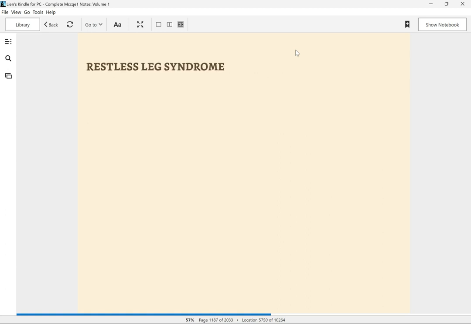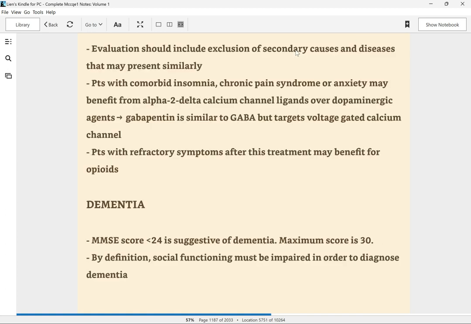Restless leg syndrome. Evaluation should include exclusion of secondary causes and diseases that may present similarly. Patients with comorbid insomnia, chronic pain syndrome or anxiety may benefit from alpha-2-delta calcium channel ligands over dopaminergic agents → gabapentin is similar to GABA but targets voltage-gated calcium channels. Patients with refractory symptoms after this treatment may benefit from opioids.